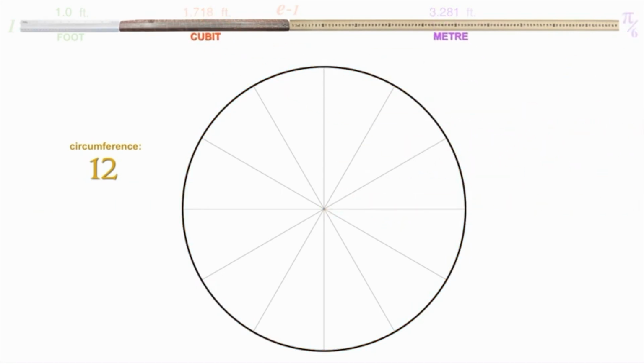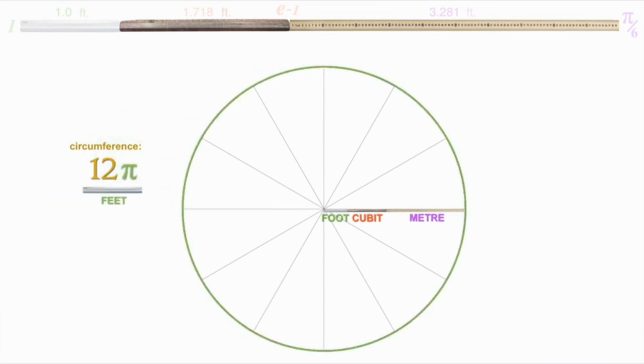Let's take the whole thing now. Make foot, cubit, meter the radius of our circle. The circumference now is 12 pi feet. That's for an astounding 99.9993% accuracy. Or look at just cubit plus meter as the radius. Let's stretch this here. That's now 10 pi feet circumference.